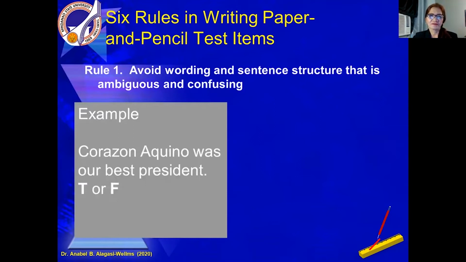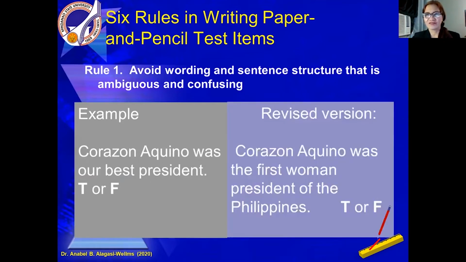Another example. Corazon Aquino was our best president. True or false? The revised version, Corazon Aquino was the first woman president of the Philippines. True or false? See, the revised version is better, of course, because we cannot qualify and quantify best president, but first woman president is better.